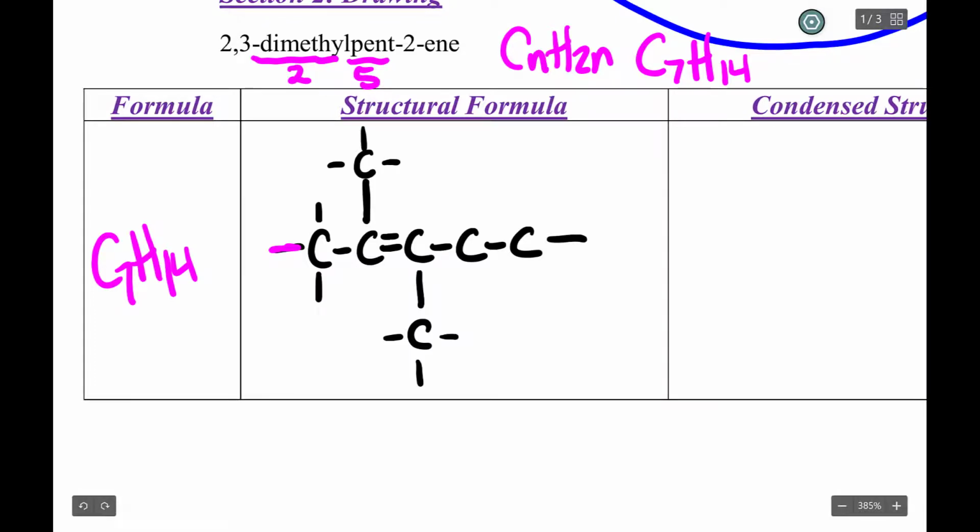It needs 2 more. The second carbon has 1, 2, 3, 4. It's full. This methyl group is full. Carbon number 3 has 1, 2, 3, 4. This methyl group has 4. This one needs 2 more. This one needs 2 more.